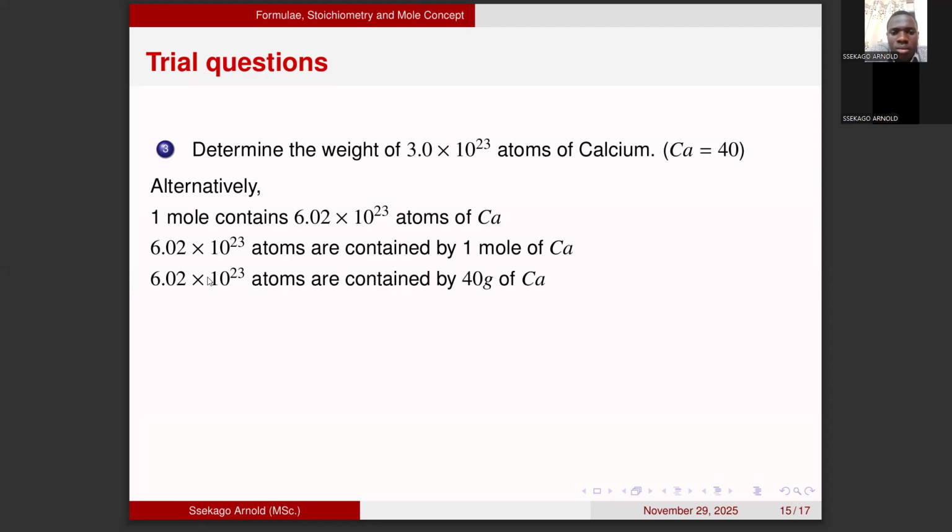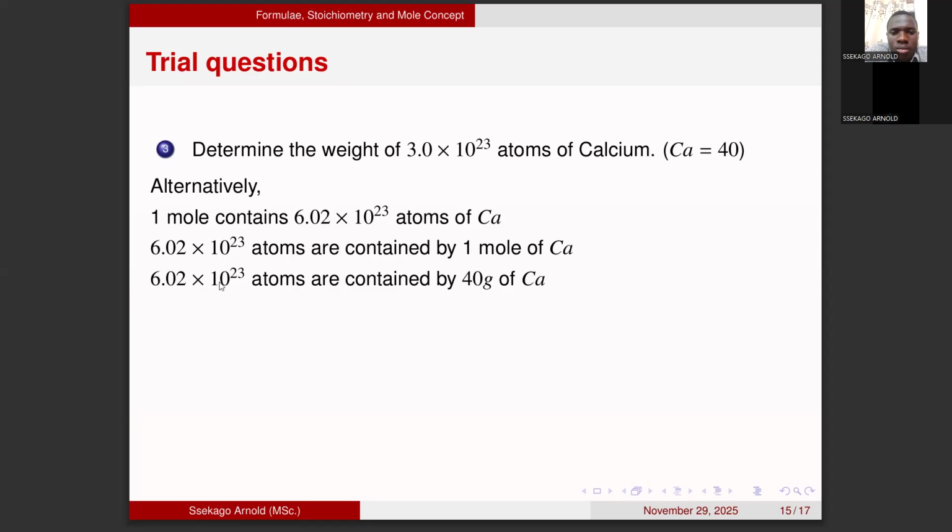35 students consume 70 kilograms. So on average, how much do they consume? On average they consume 70. So one student will consume 70 over 35, implying that one student consumes 2 kilograms on average.